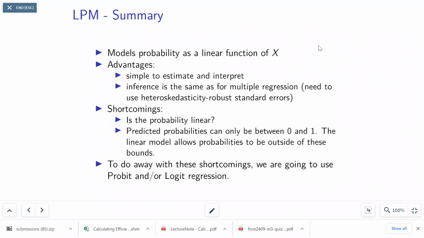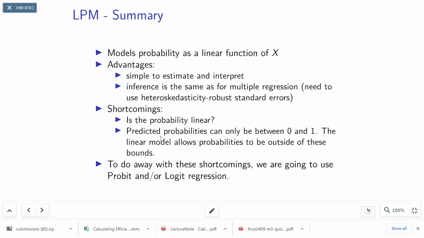In summary, the LPM models probability as a linear function of x. This type of model is intuitive and simple to use. You can draw inferences the same way as for multiple regressions. However, it has two major shortcomings. First of all, it assumes that the relationship between the predicted probability and the x variable is linear. In the real world, it's unlikely to be the case.